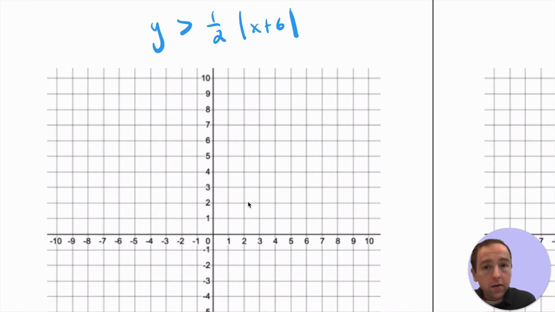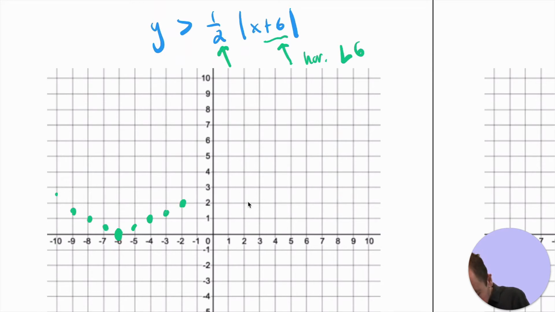Based on what we're seeing right here now with the y isolated, because you've got the plus 6 right there, that means that you are going to have a horizontal translation 6 units specifically to the left. And in addition to that, you also have this vertical compression factor by 1/2. So first of all, if I move left 6, we're going to end up having the vertex be located right here, and then it is compressed by a factor of 1/2.